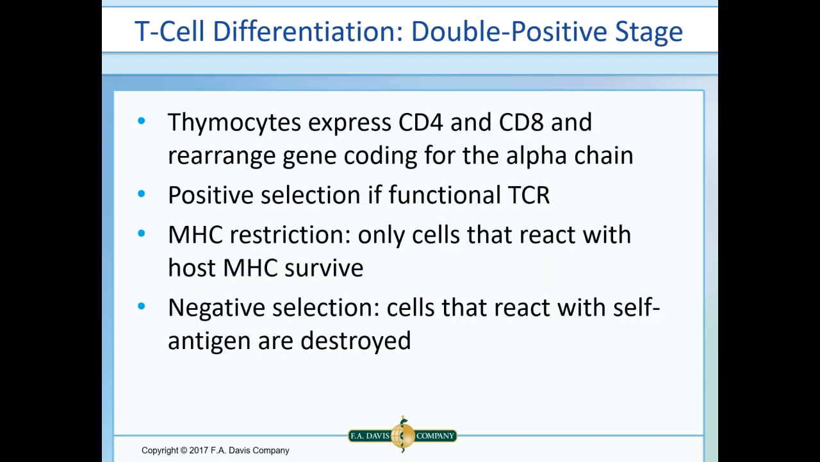The double positive stage is the next, where the thymocytes express CD4 and CD8 and rearrange gene coding for an alpha chain. Don't worry about that second part of the sentence, but this is where the double positive is the CD4, CD8 positive. That's what the double positive stands for, okay? Don't make it too complicated. This is positive selection if there's a functional T cell receptor. So here's where it can decide, do I keep this or do I throw them away? Okay. We have major histocompatibility complex restriction, where only cells that react with the host will survive. Negative selection is where cells that react with self-antigen then become destroyed. Okay. So if you have CD4, CD8, then you become more of a helpful type of cell in this process.